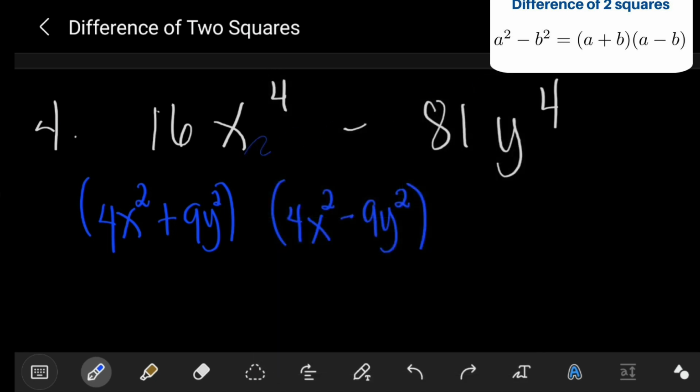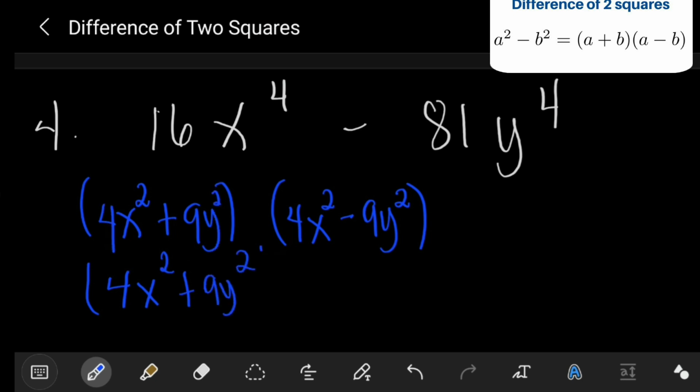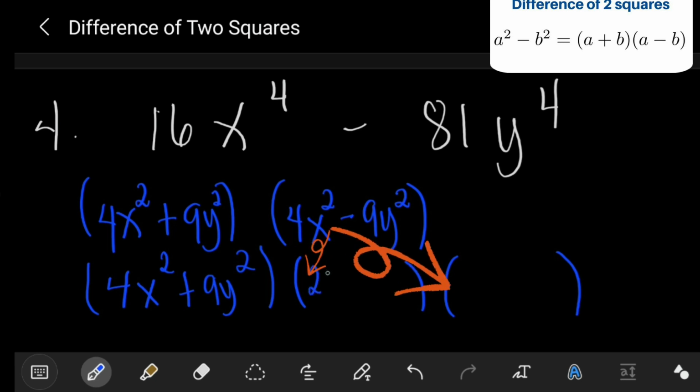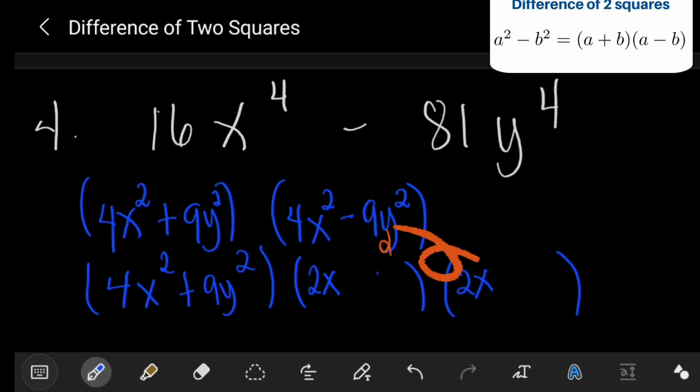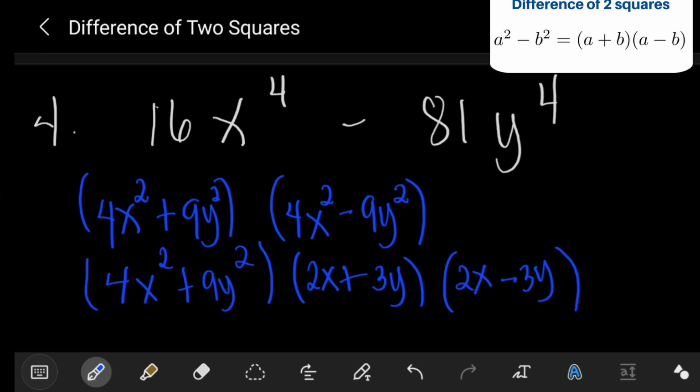Okay. I-copy muna natin tong una: 4x squared plus 9y squared. And then, kunin natin yung factor ng 4x squared minus 9y squared. Square root of 4x squared is 2x. Square root of x squared is x. Square root of 9 is 3. Square root of y squared is y. Then yung isa is plus, yung isa is minus. Okay? Last number.